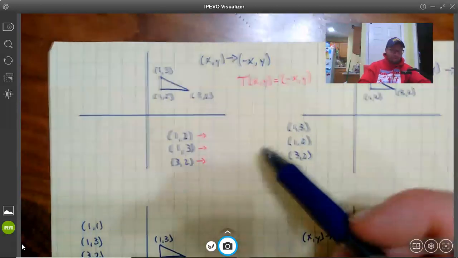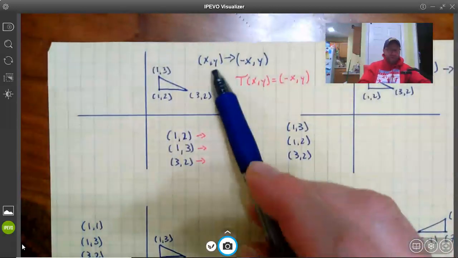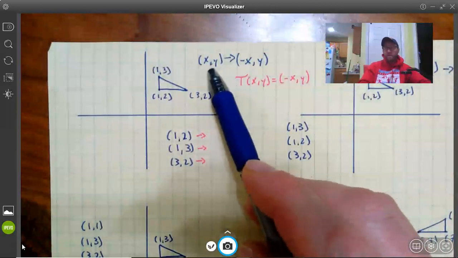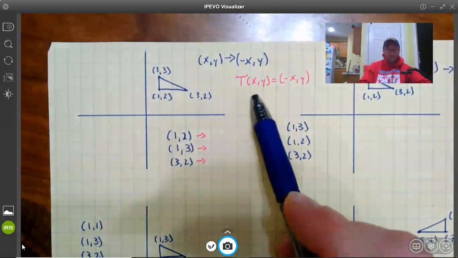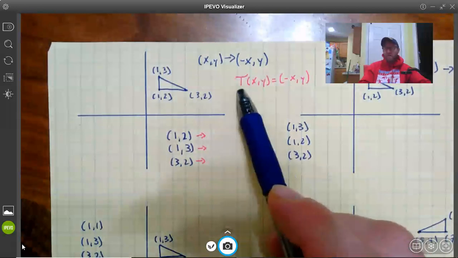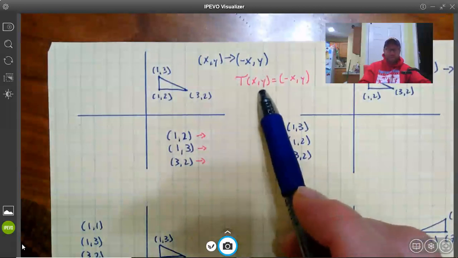But maybe not. Okay. You see different types of notation. Sometimes you see this arrow notation, so it's like original coordinates to output coordinates. Sometimes you see a function notation. So I think the Greek letter tau. This is like tau of (x, y).